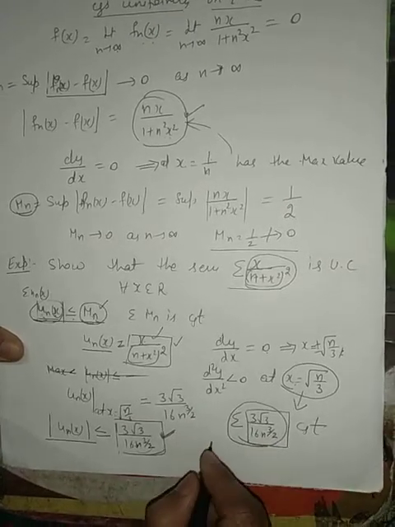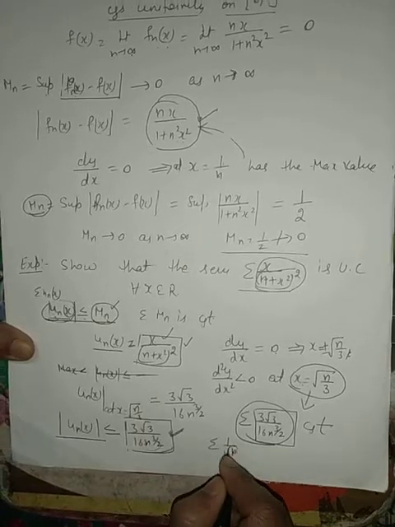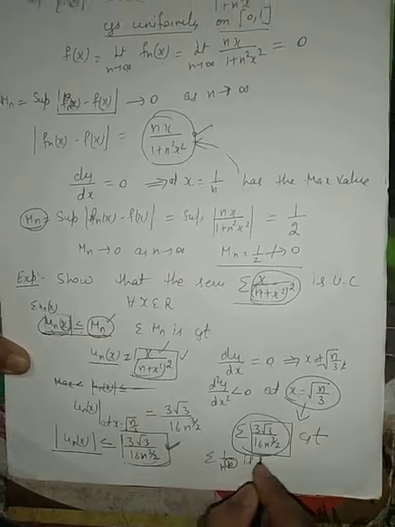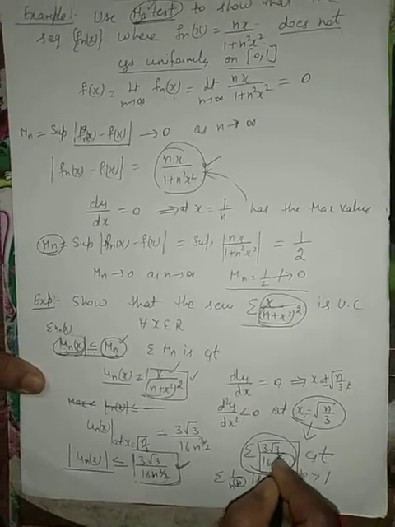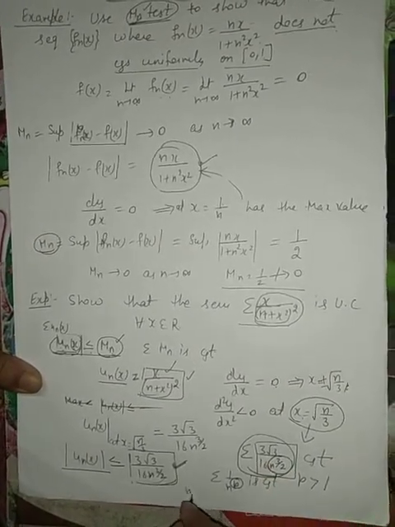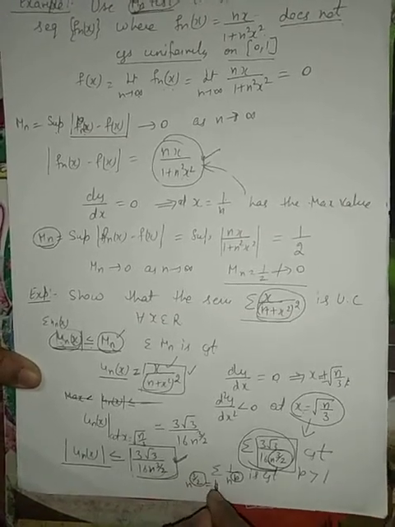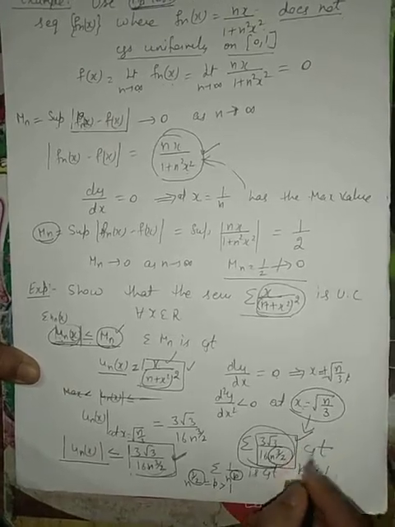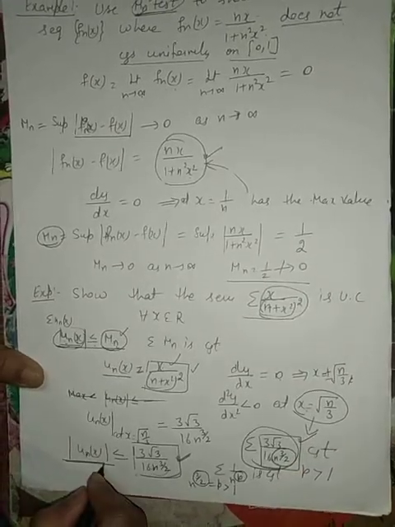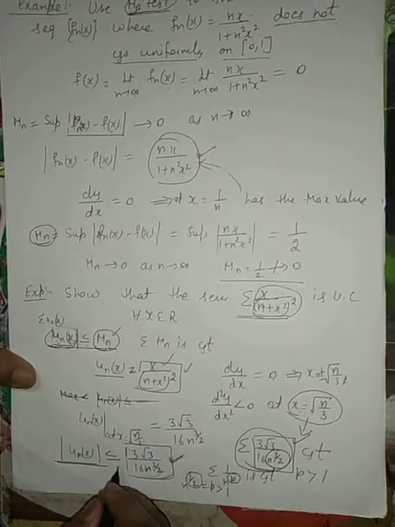Now this series, we can compare with sigma 1 upon n raised to power p. We know that this series is convergent if p is greater than 1. Now in this case, the series has n raised to power 3 by 2, so p is 3 by 2, that is greater than 1. So this series is convergent, hence the whole series is uniformly convergent. Thank you.